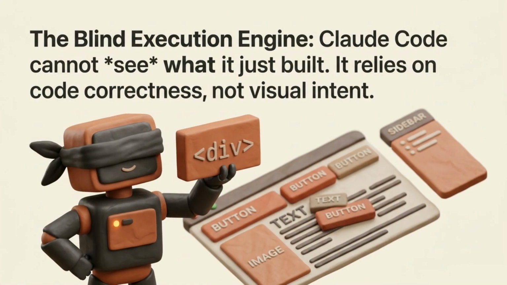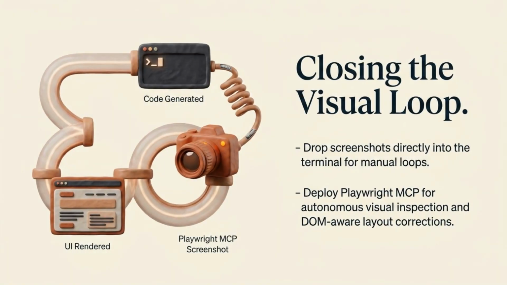Remember, Claude Code operates as a blind execution engine. It can't see what it builds. It only understands code correctness, not visual intent. You must close this visual loop. Drop screenshots into the terminal for manual review, or deploy tools like Playwright MCP for autonomous inspection and layout corrections.